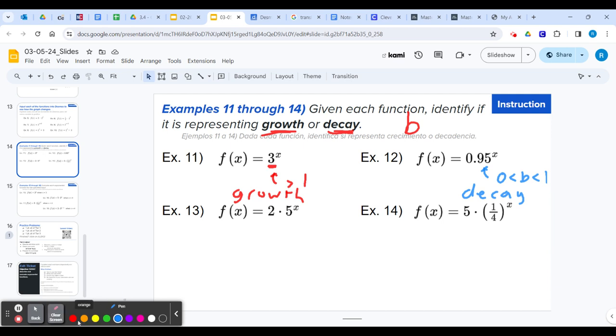Example 13 and 14, there's some more numbers going on. We're multiplying by stuff. But again, focus on that base number of 5. And then in example 14, that base number of 1/4 is going to drive what we have. So for example 13, we're expecting growth because that base number is greater than 1. Example 14, we're expecting decay because we are between 0 and 1 for that graph.